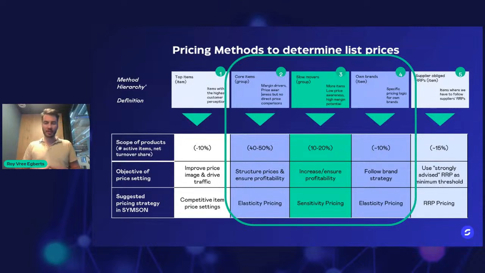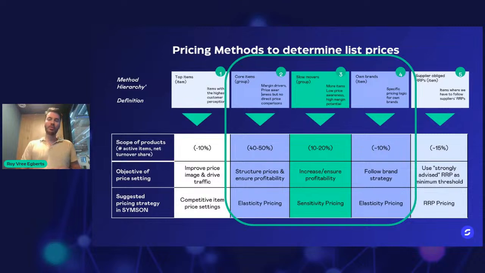And then, of course, we still have a part which is not part of this scope, which is recommended retail pricing, or advies verkoopprijzen in Dutch. So strongly advised prices by your supplier or the manufacturer that should be upheld, which means you can't really have a pricing strategy on top of those because you just have to follow the recommended prices.